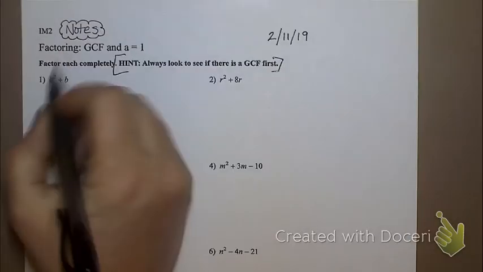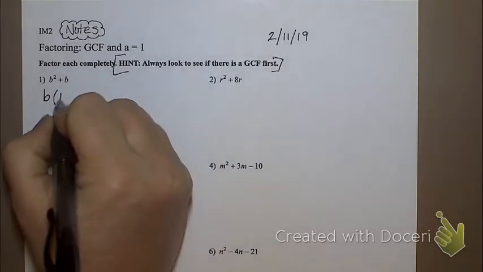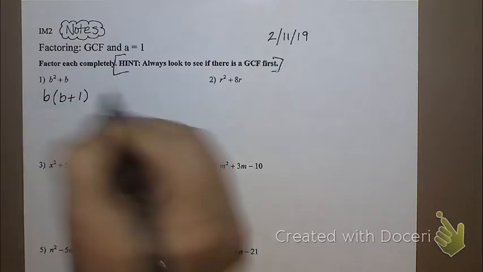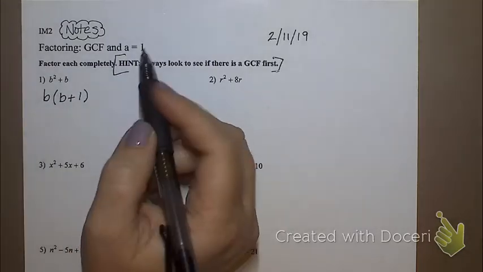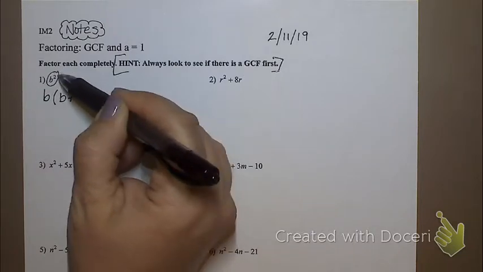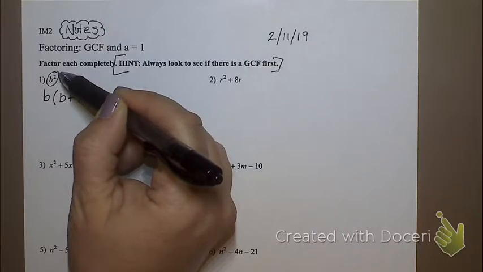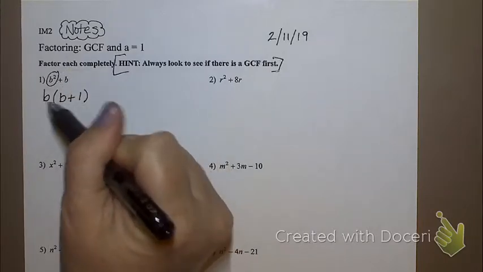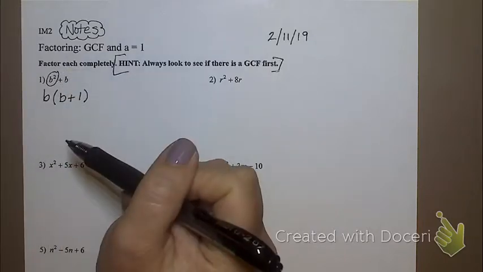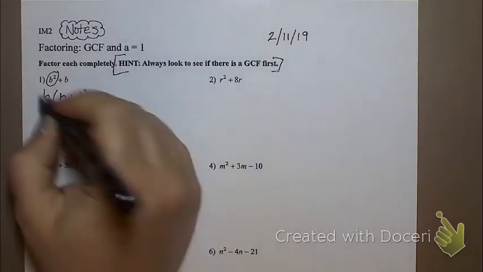B. If I take out a B, what would be left inside? B plus 1. Now, something I'm going to point out. This has how many B's? 2. Not counting that one, just looking at the one with the highest exponent. That's called the degree. How many B's are in the answer? 2. So every time that there's a squared, I should see 2 of those in my answer.